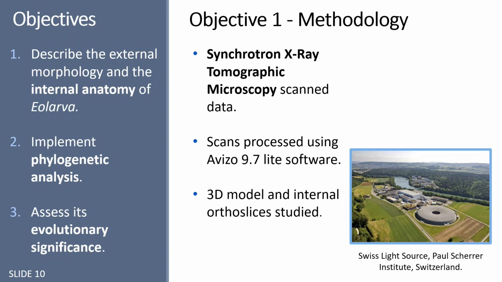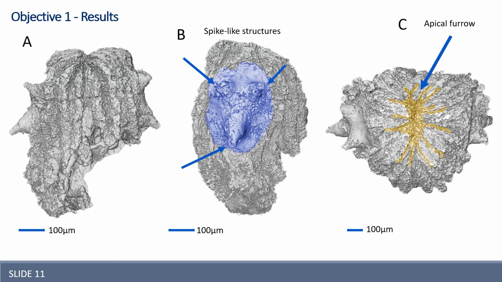For my first objective, I used synchrotron X-ray tomographic microscopy scan data, and the scanning was carried out at the Swiss Light Source, Paul Scherrer Institute in Switzerland. The scans were then processed using Avizo 9.7 software, where the resulting 3D models and internal slices were analyzed. The resulting scans show an organism of approximately 500 micrometers in length.